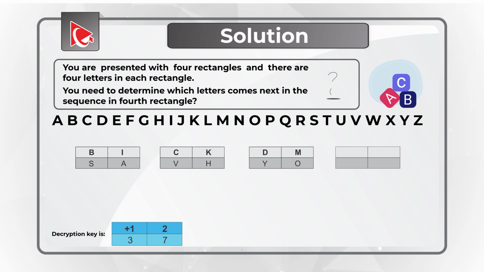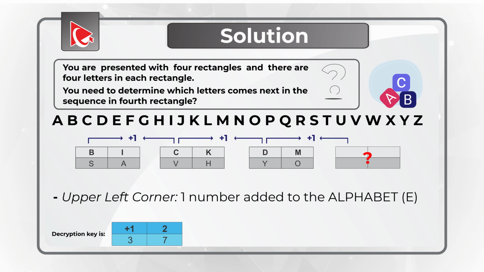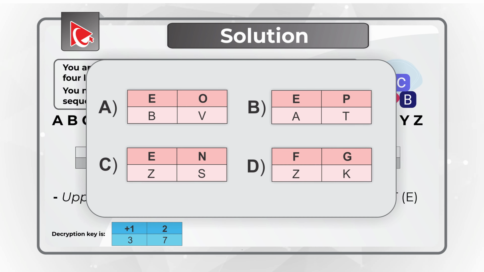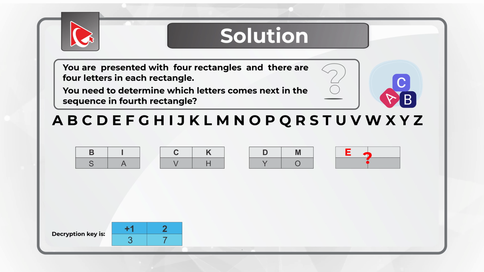Let's look into details. Let's start with the upper left corner of the rectangle and look at the existing sequence. You see that the letters are B, C, D, and they match to English alphabet 1 to 1. So the next letter would be E. But if you look at the set of answers, choices A, B, and C all have letter E in the upper left corner. Now let's look at the upper right corner of the rectangles.